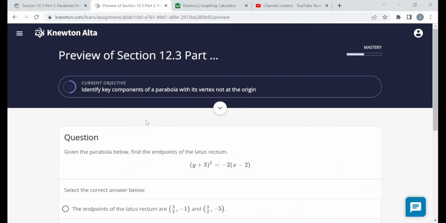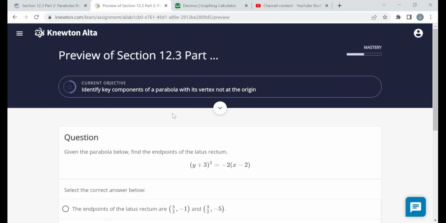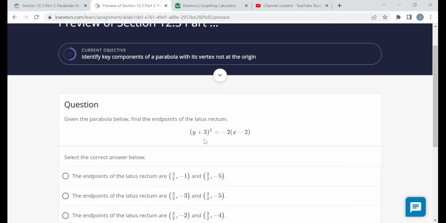All right. So again, now I've done a couple from each objective, I think. I don't want the video to run too long, so I'm going to talk some of these out loud. Some I'll probably graph, but if they're just asking me for little bits of information, I'm just going to speak it. So here, (y + 3)² = -2(x - 2).